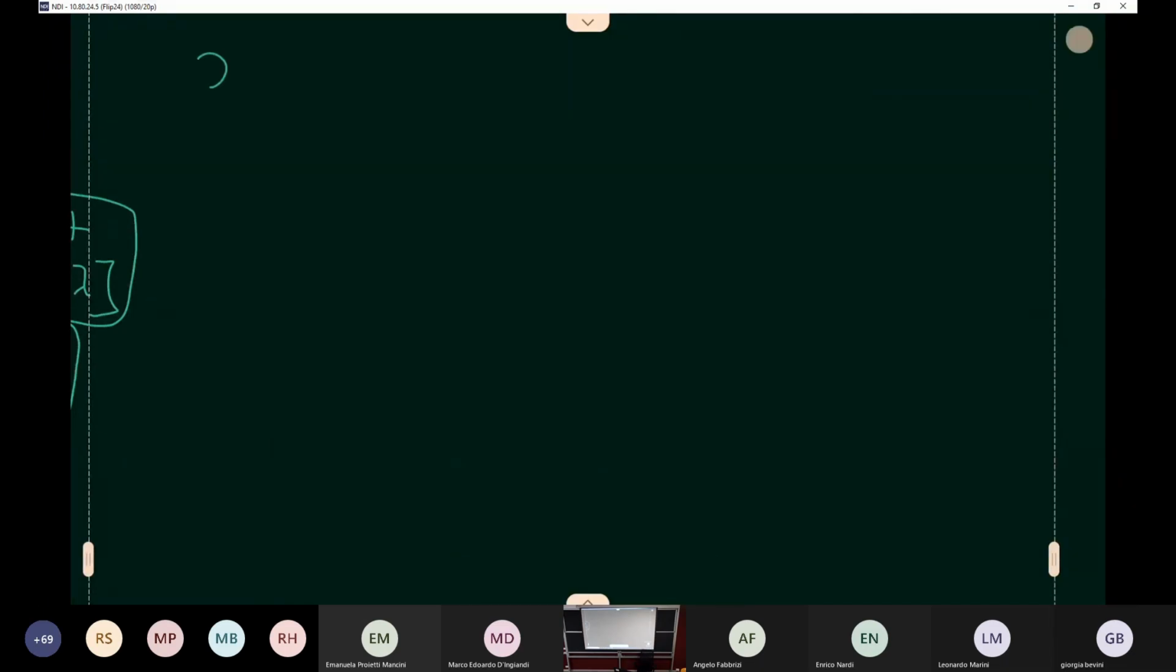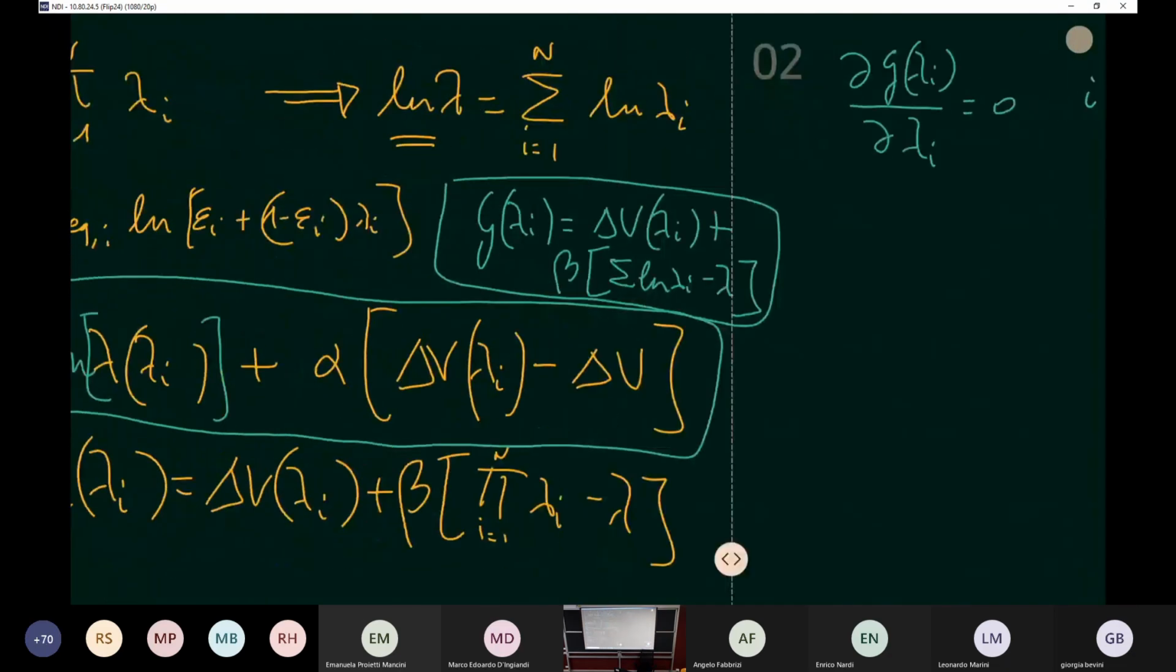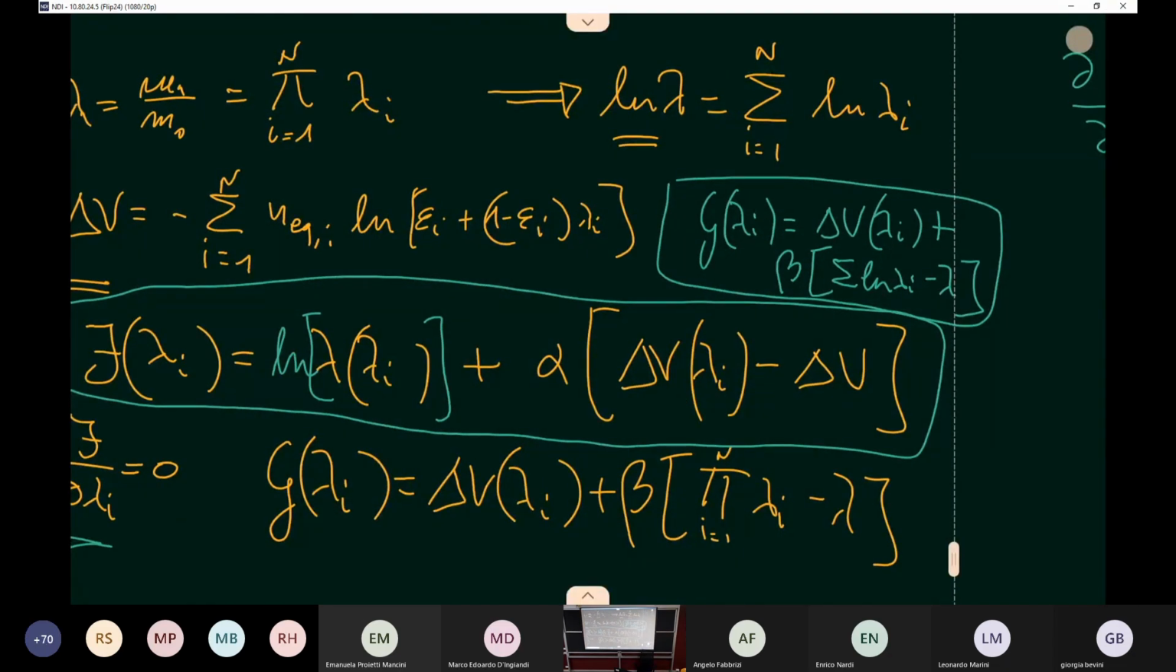So we set the derivative of g with respect to lambda I equal to 0 for all values of I, and we can take the expression I just wrote here. We take derivatives with respect to lambda I, so this will be minus the specific impulse of the subrocket, and then the inverse of the argument of the logarithm multiplied by 1 minus epsilon I.